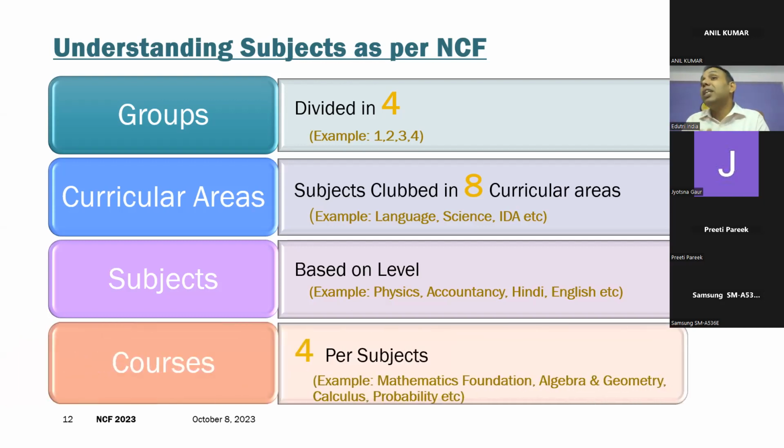And every subject will be divided into 4 courses for class 11th and 12th. I'm repeating, there will be 4 groups. In 4 groups, there will be 8 curricular areas. In those 8 curricular areas, there will be subjects. And your subjects in class 11th and 12th will be divided into 4 courses. Why 4 courses? Because we are going into the semester system. Course 1, class 11, semester 1. Course 2, class 11, semester 2. Course 3, class 12, semester 1. Course 4, class 12, semester 2.